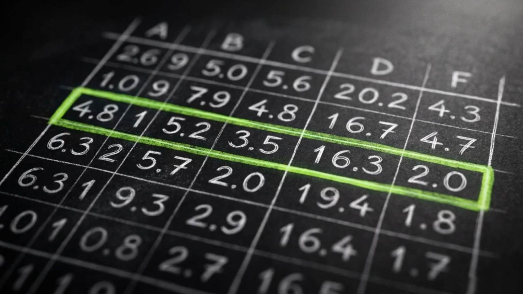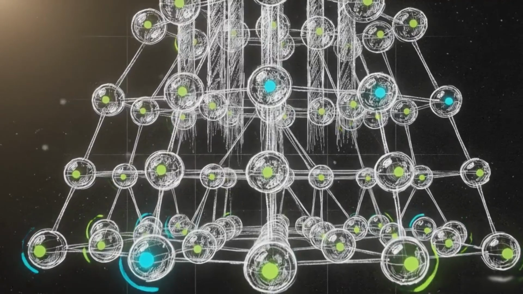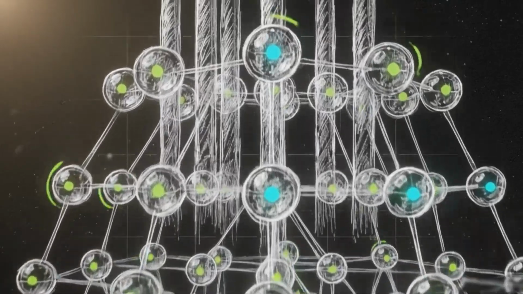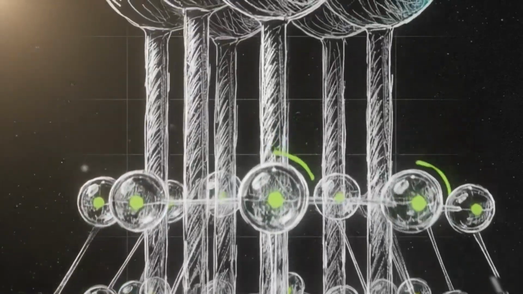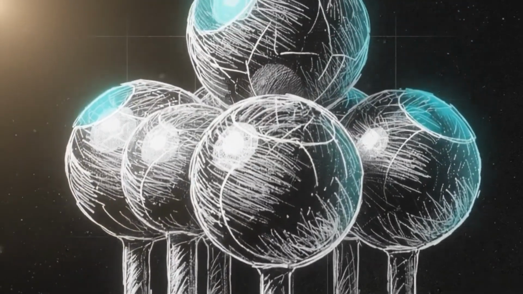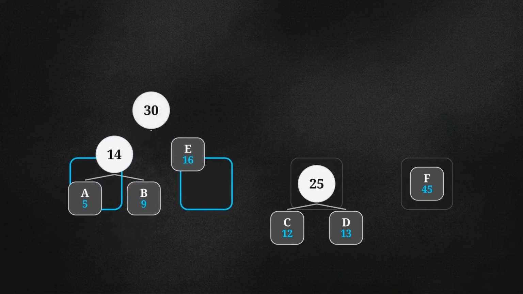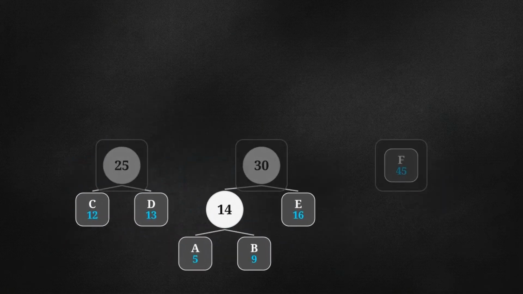It repeats this for C at 12 and D at 13, creating a 25 node. A crucial operational rule applies here. The algorithm is blind to the origin of the numbers. It strictly takes the 2 smallest values, making no distinction between a raw character node and a newly created internal parent node. By continuously combining the smallest weights, this bottom-up construction systematically places the rarest characters at the deepest levels of the hierarchy. The third iteration extracts 14 and E16, merging them into a node of 30.